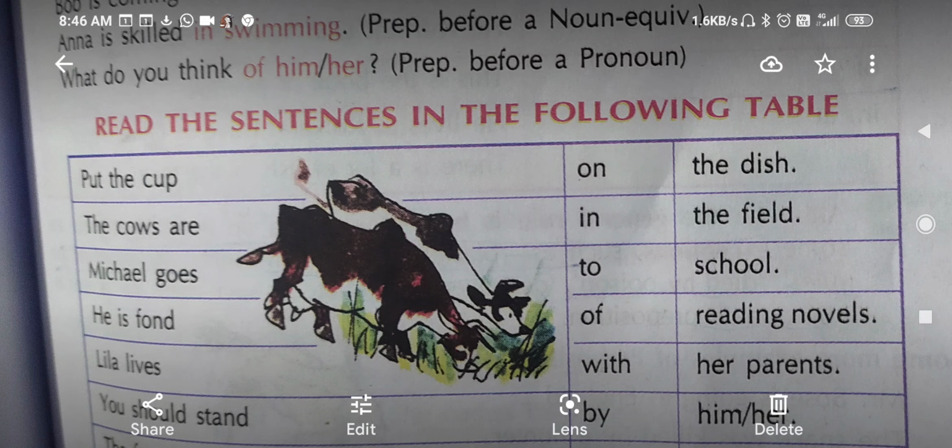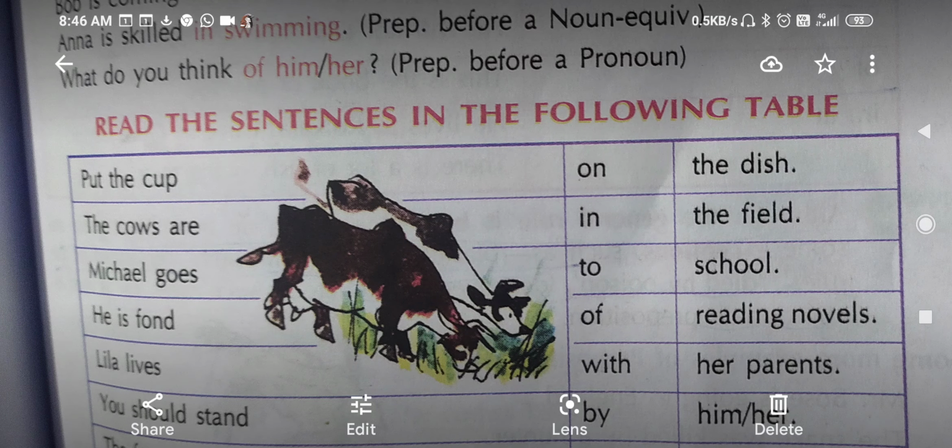There are some examples. For example, put the cup on the dish. That is, on. In the same way, the cows are in the field. That is, in. I will make you understand once again. Don't worry. Michael goes to school, that is, direction. He is fond of reading novels. That is, of what? Of.